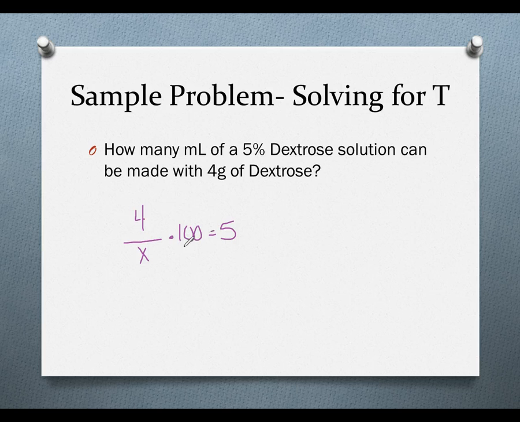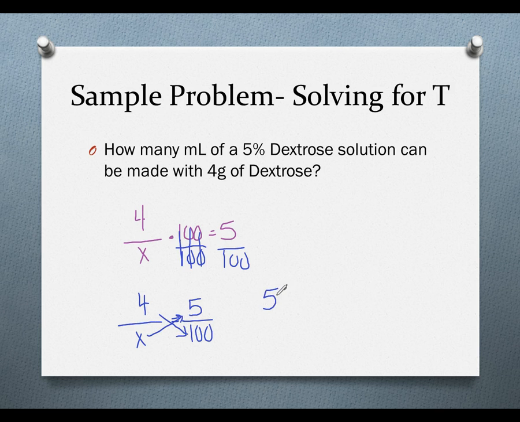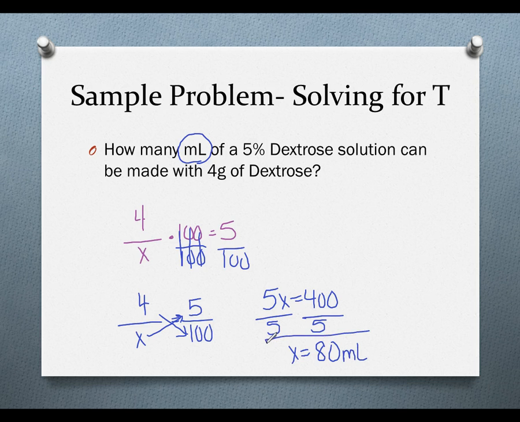I'm still going to set this up as a proportion, so I'm going to divide both sides by 100. The hundreds in the center will cancel. So we have 4 over x is equal to 5 over 100. I'm going to cross multiply, and I get 5x is equal to 400. I'm going to divide both sides by 5, and I get x is equal to 80. They're specific to a unit here. They're saying we're making a solution, so it's 80 mLs.